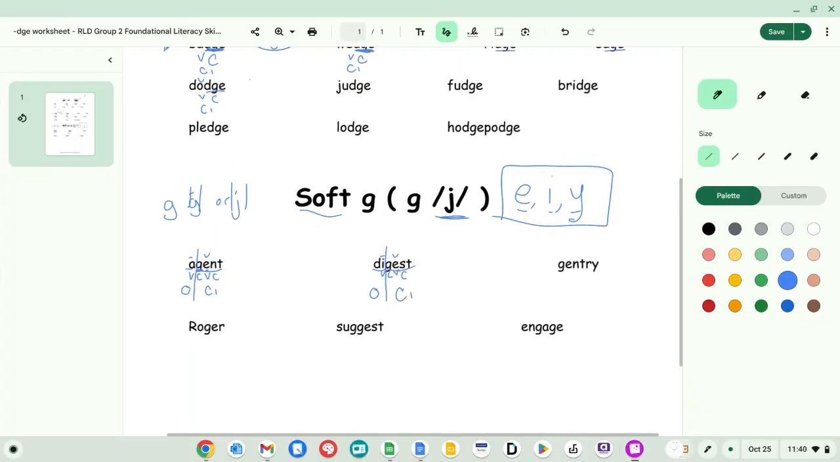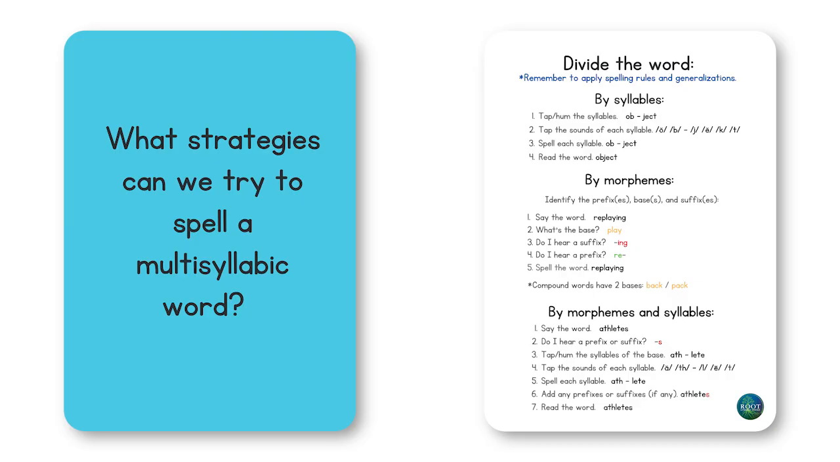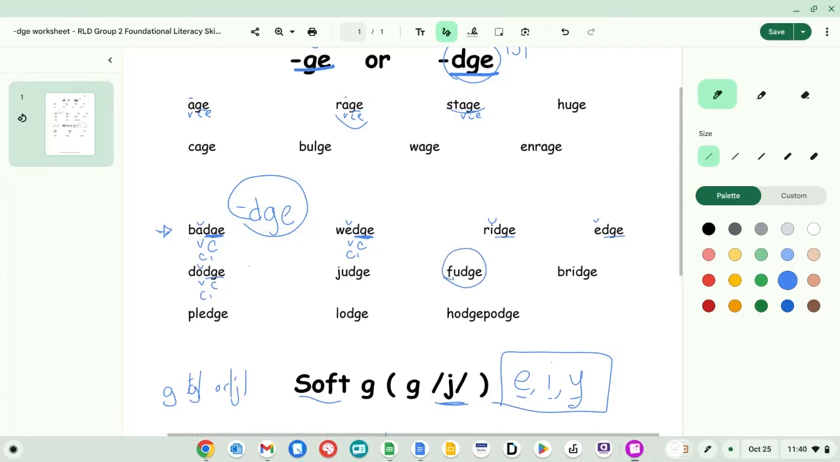All right, let's try some spelling now. So when we spell words, we want to always say the word first. So let's say I'm going to spell this word here. So I would say the word fudge. And we want to ask, did they hear a prefix or a suffix? I did not. So then we want to just tap out the sounds.